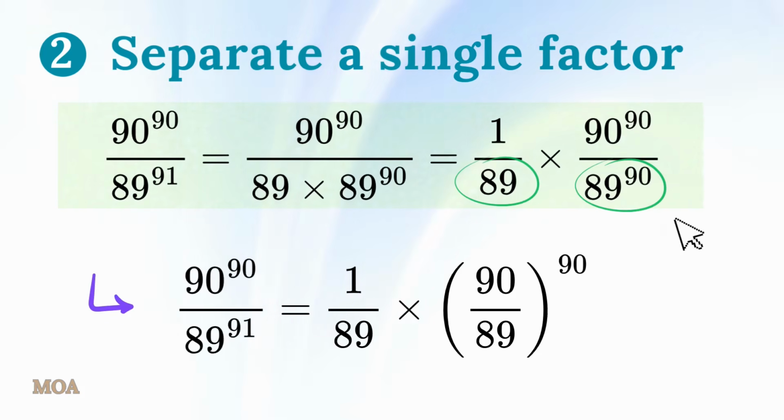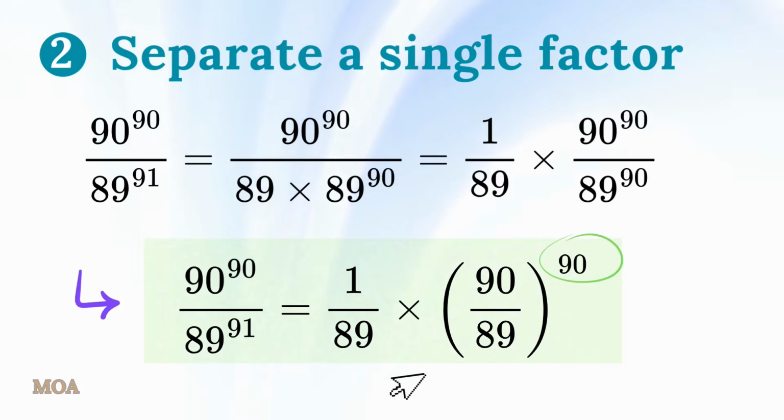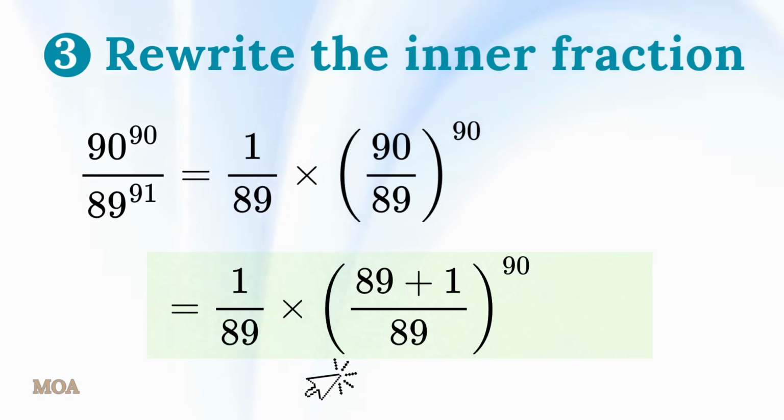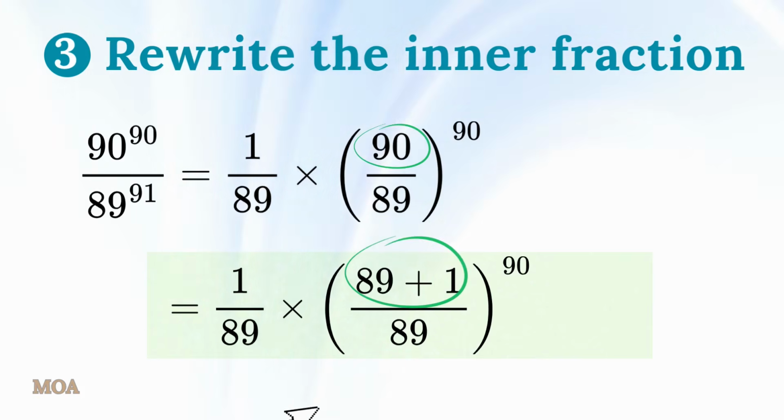Now, because the numerator and the denominator share the exact same exponent, we can rewrite them into a single fraction. This leads us to express the ratio as 1 over 89 multiplied by the quantity 90 divided by 89, all to the power of 90. Next, we rewrite 90 as the sum of 89 and 1. This allows us to rewrite the previous ratio equivalently as 1 over 89 multiplied by the quantity 89 plus 1 divided by 89, all to the power of 90.